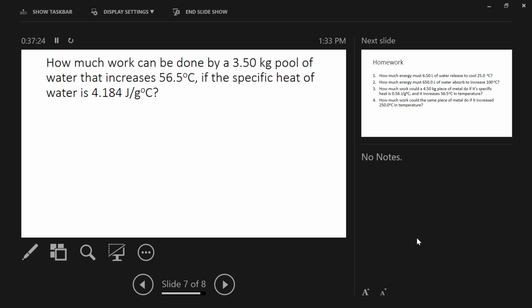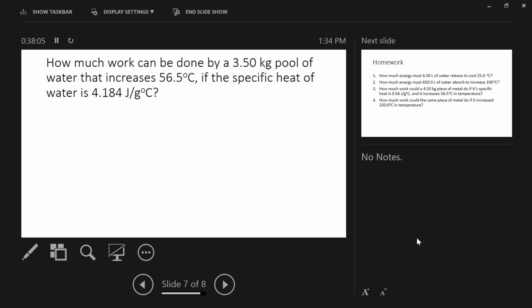All right. So we still are given mass, specific heat, and a change in temperature. Right? And so we're still going to use the same tool, and we still want to find the same value. How much work can be done? And so work is equal to 3,500 grams times our new specific heat, which is 4.184 joules per gram degrees Celsius, times the same temperature, 56.5 degrees Celsius. Degrees Celsius is divided away here, multiplied here, so it cancels out. Grams are divided away here, multiplied here, so they cancel out.